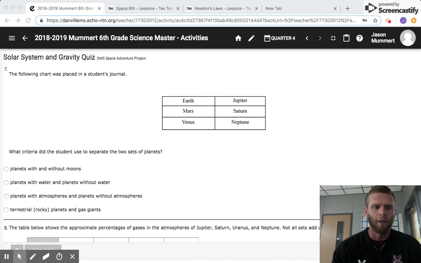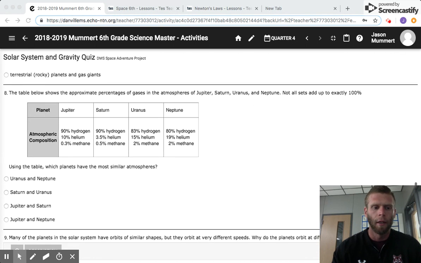Question 7. The following chart was placed in a student's journal. What criteria did the student use to separate the two sets of data, or sets of planets? Planets with and without moons, planets with water and planets without water, planets with atmosphere and planets without atmospheres, terrestrial or rocky planets and gas giants. So how did they separate the two sets of planets?